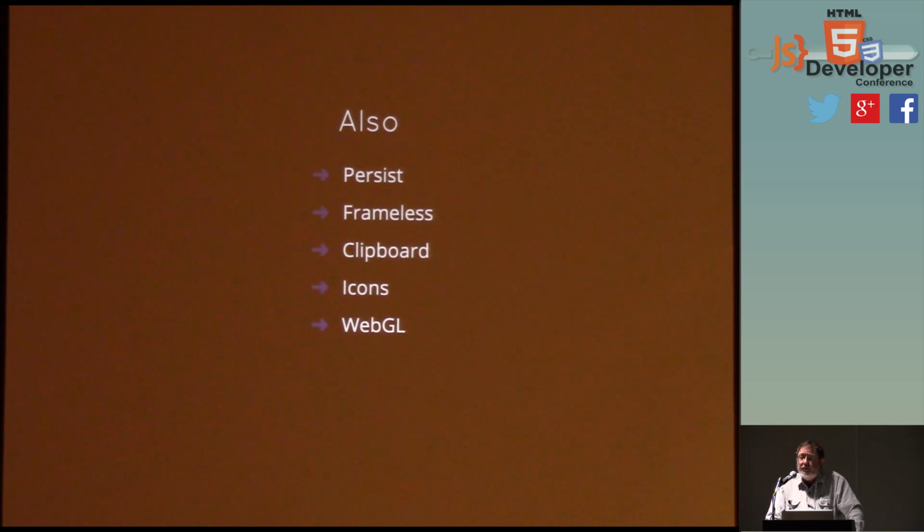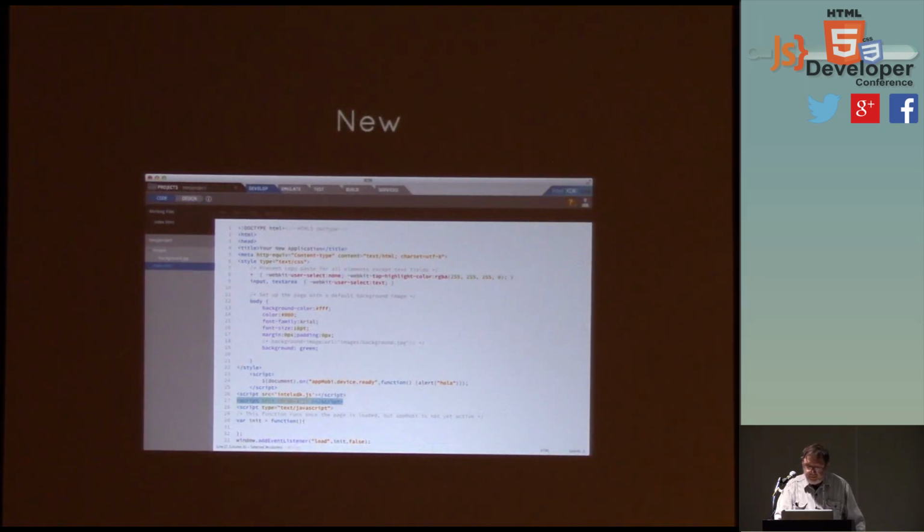There's a variety of different ways that you can create persistence in your app. You can use local storage, but you can also use local files. You can use local databases. You can create frameless windows. You can programmatically grab stuff and put stuff to and from the system clipboard. You can have an app with your own icons. It also supports WebGL.